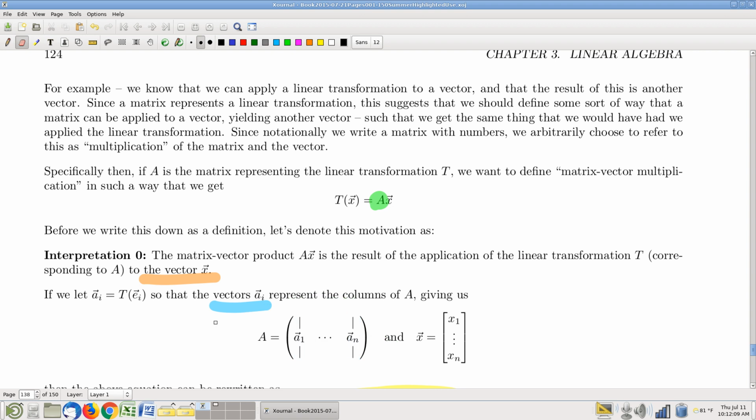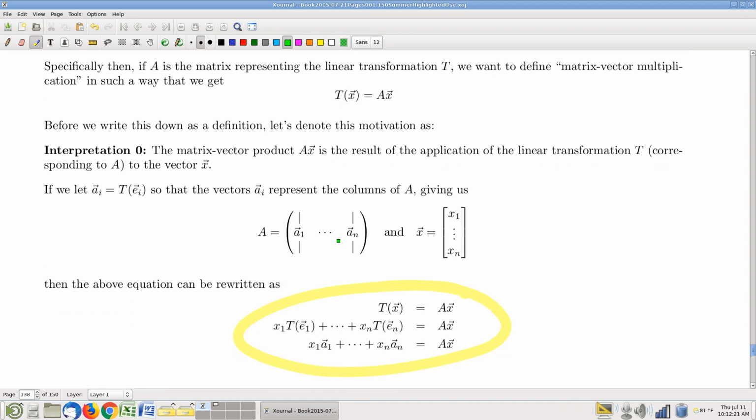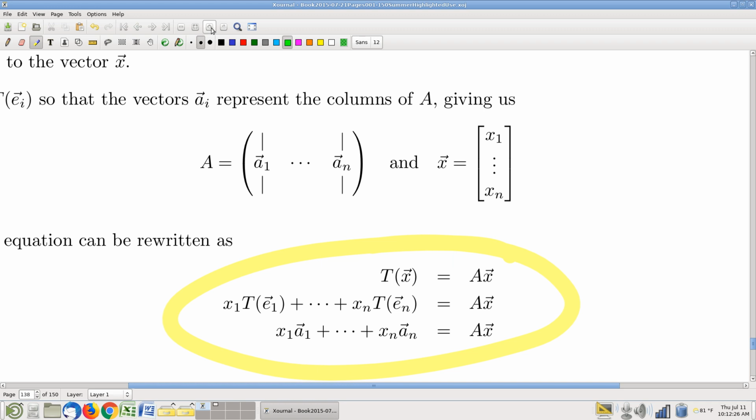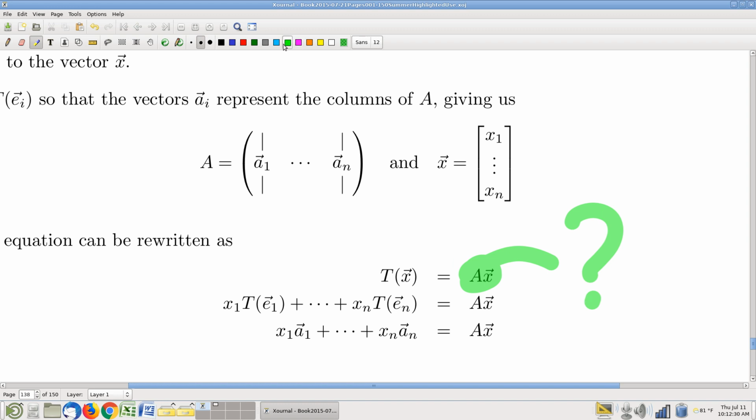Having set that all up, and having decided that this product that I would like to define had better equal this, here we go. It turns out that we don't really have any choice in the matter. In fact, everything's going to fall in our lap. What is Ax? Well, it had better be T of x. By linearity, T of x is this. That's what linearity says.